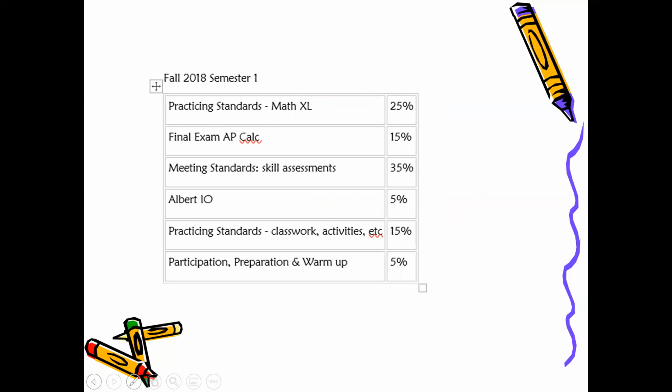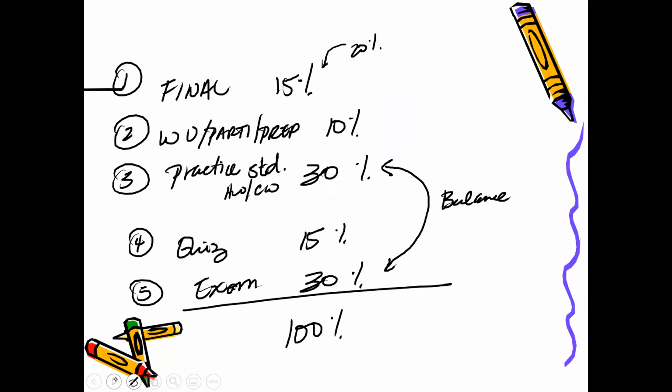So this is going to be the breakdown for your grades. I've used this system since 2018, but your Math Excel is going to be worth 25%. Your final exam in this class is 15%. Your meeting standard, which is going to be your quizzes and whatnot, is 35%. Algebra IO is 5%. Practicing all the things you do in class is 15%, and then your warm-up is 5%. So this essentially is a breakdown of your grade.